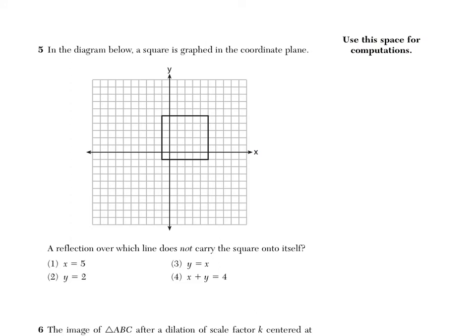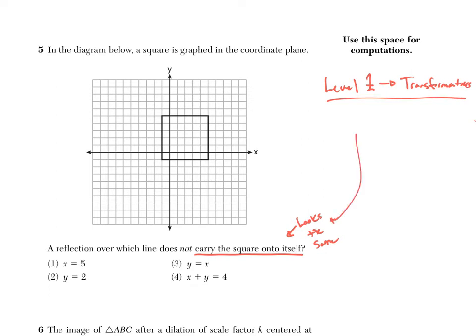Number 5, in the diagram below, a square is graphed in the coordinate plane. A reflection over which line does not carry the square onto itself? Okay, that means it reflects and looks exactly the same. So to carry a square onto itself means it looks the same. Now this is from level 1 again. Level 1. This is from transformations. And the only thing you should be writing down is carry onto itself means it looks exactly the same.